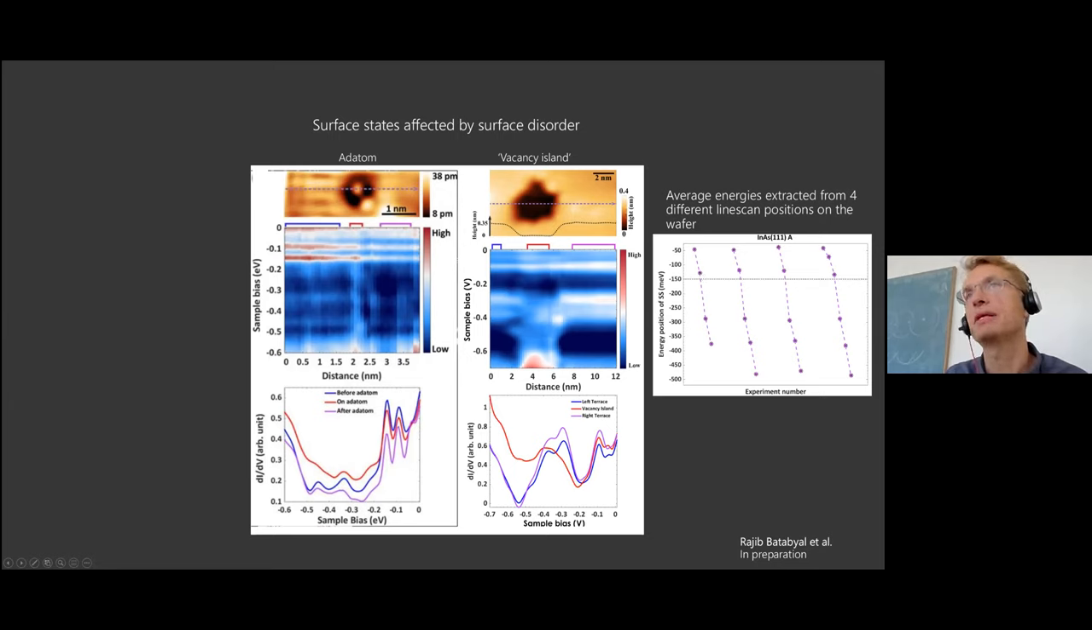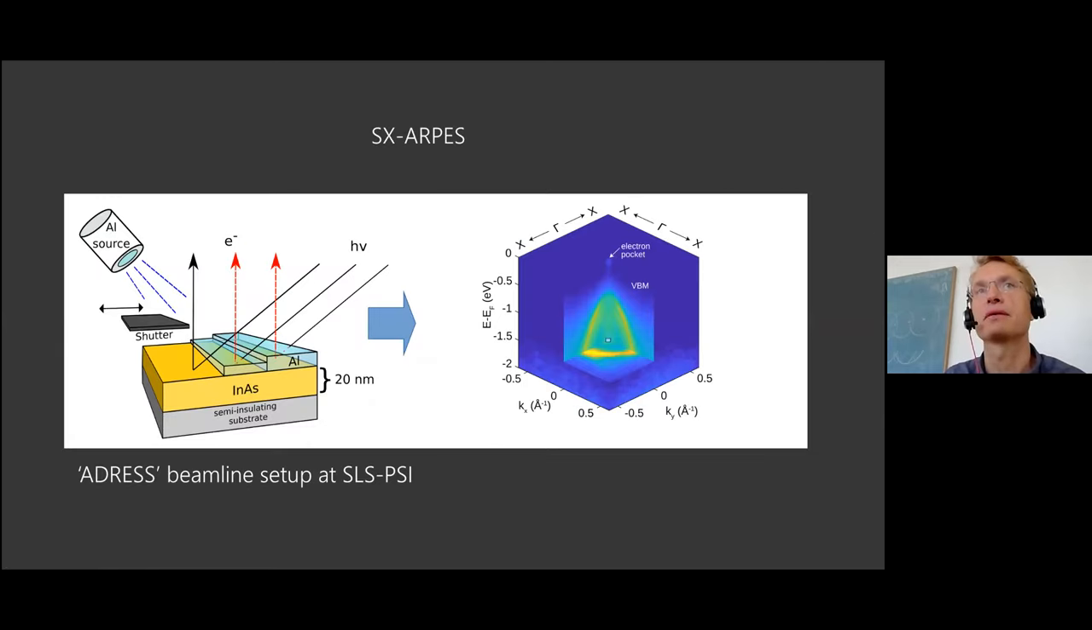But what I want to say is that there are variations across, and especially when we see an atomic step on the surface, there's a tendency to see a change in potential on the surface. And it was very surprising that a step in the surface made a difference.